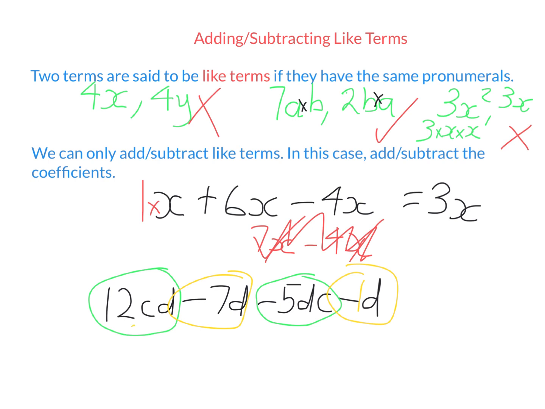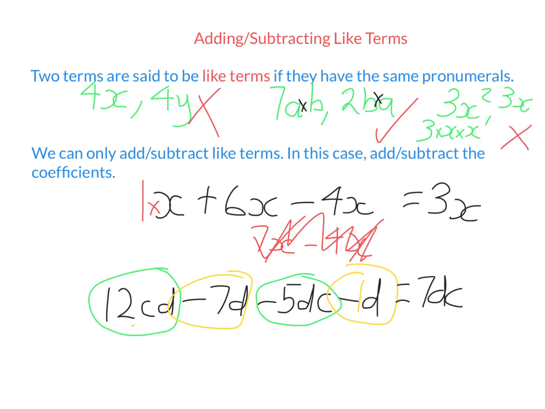So 12CD minus 5CD. We look at the coefficients. 12 minus 5 is 7. So 12CD minus 5DC is 7DC. It doesn't matter whether you write it as 7DC or 7CD, same thing. 12 minus 5 is 7. When we're subtracting, we don't cross out the pronumerals, we leave them as they are. If you had 12 CDs and you took away 5 CDs, you now have 7 CDs. Remember, DC, CD, same thing.